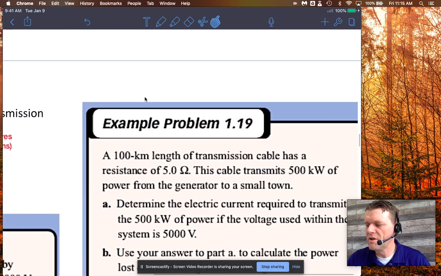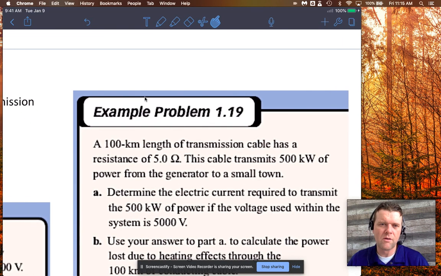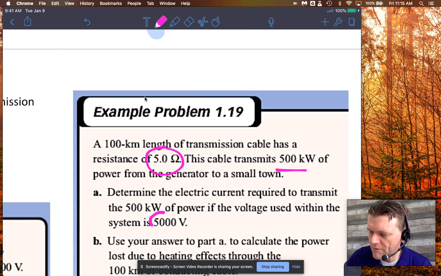Now, let's go through this first example here. So we've got a 100-kilometer length of cable. In the cable, there are 5 ohms of resistance. That's actually pretty amazing. That's not very much at all. But the cable transmits 500 kilowatts of power from the generator to a small town. So the first question is, determine the electric current required to transmit 500 kilowatts of power if the voltage used within the system is 5,000 volts.